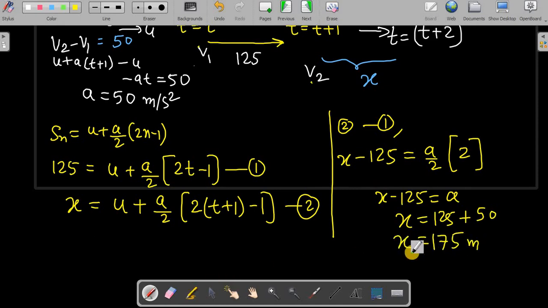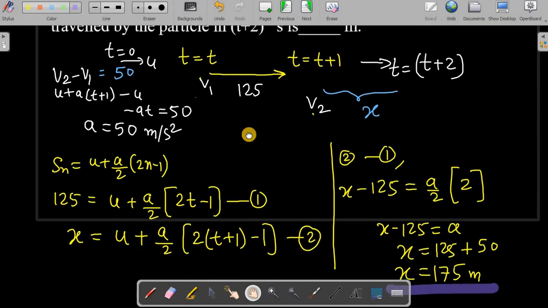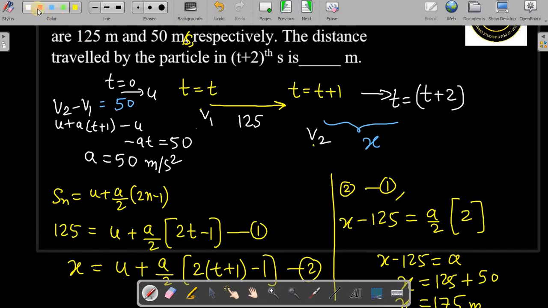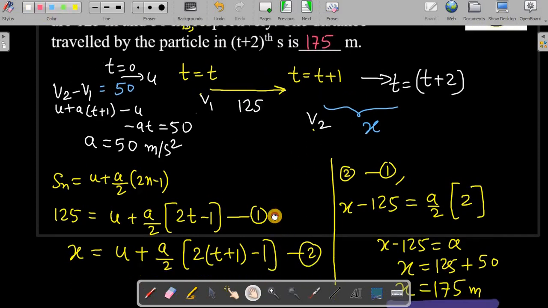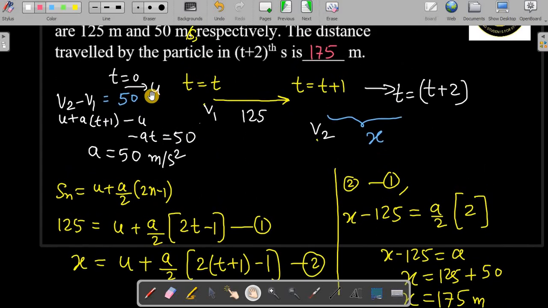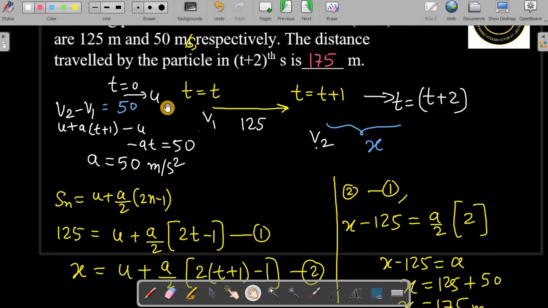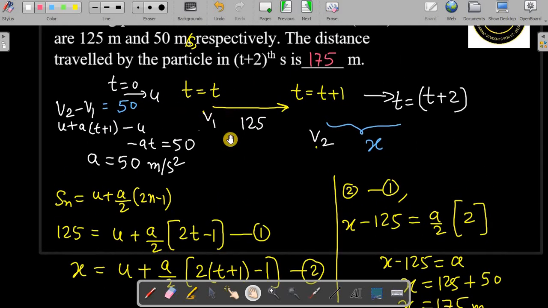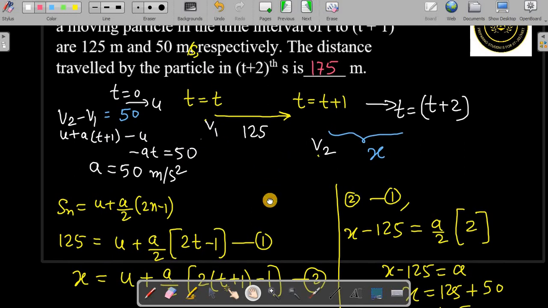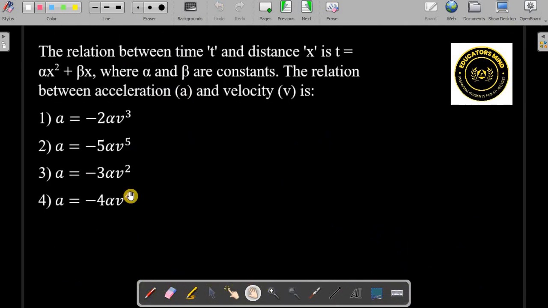So good question, right? Tricky question. We need to use the values properly, and so this answer will be 175. Because the initial velocity is starting when time is 0, that is different from these velocities v1 and v2. Okay, let's move to the next.